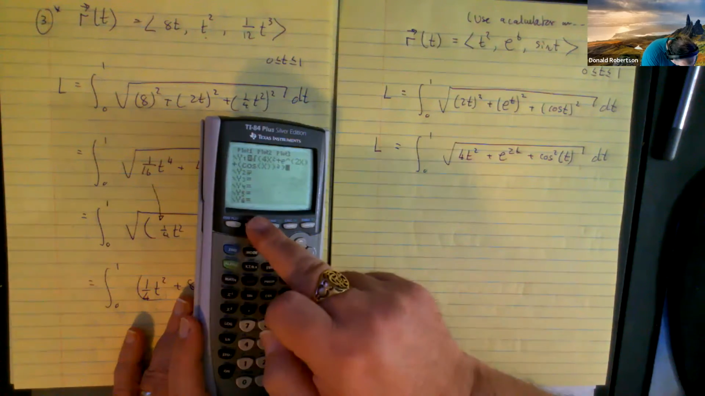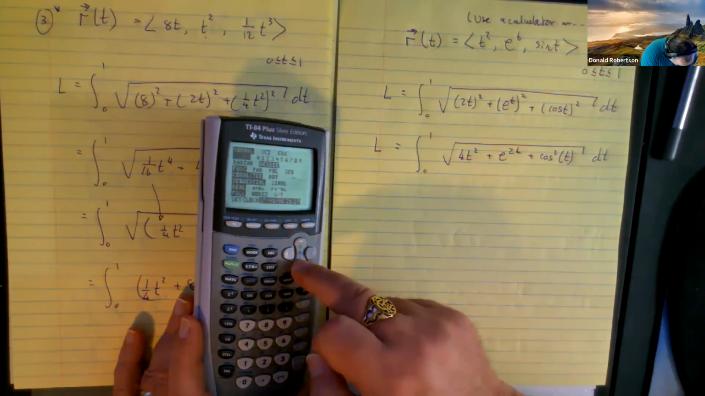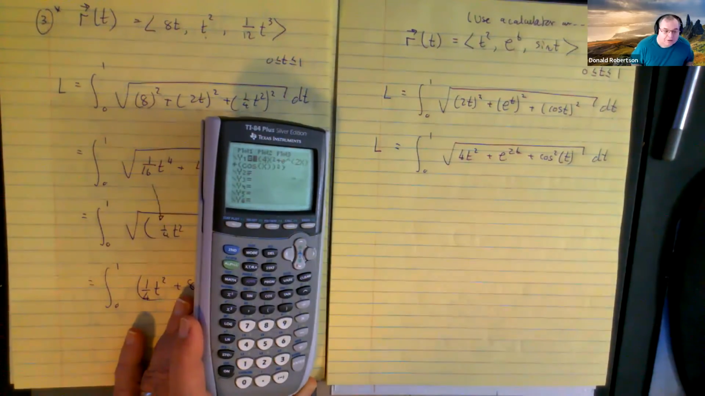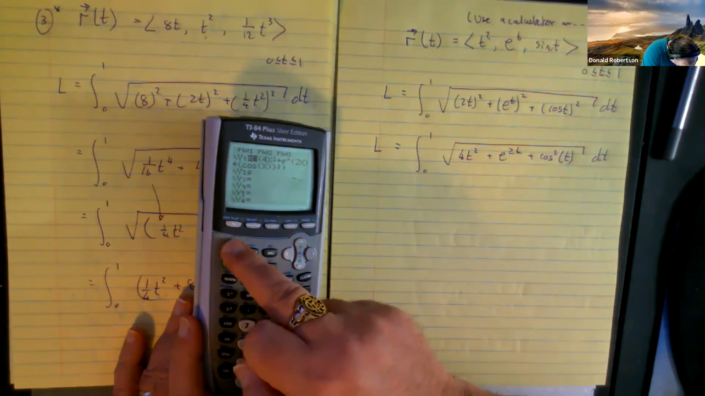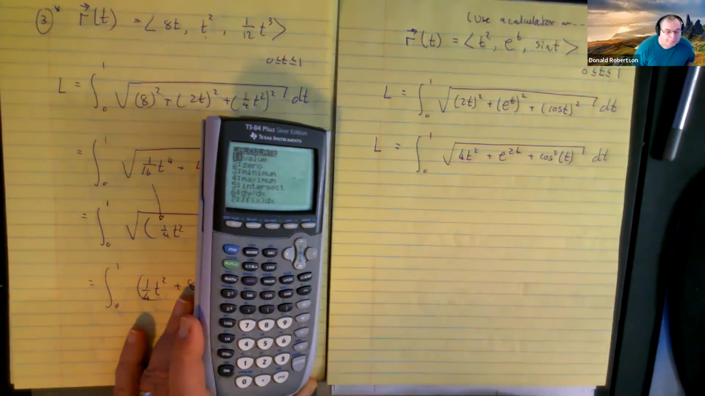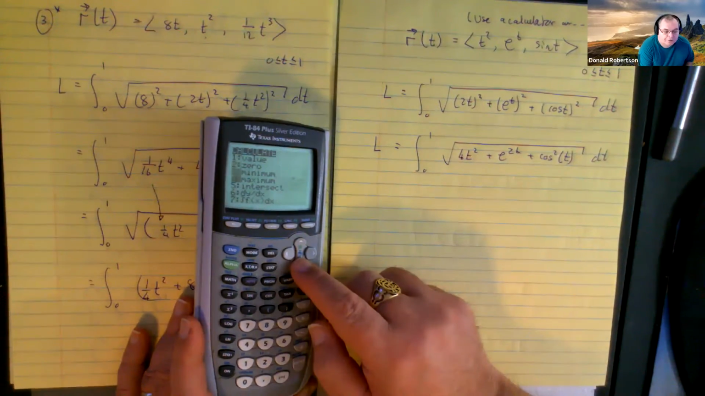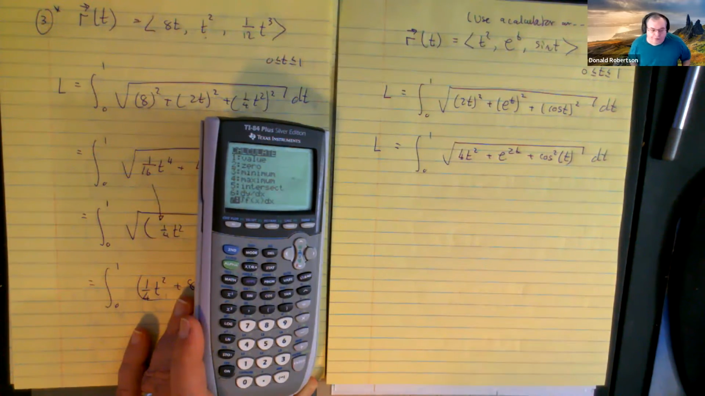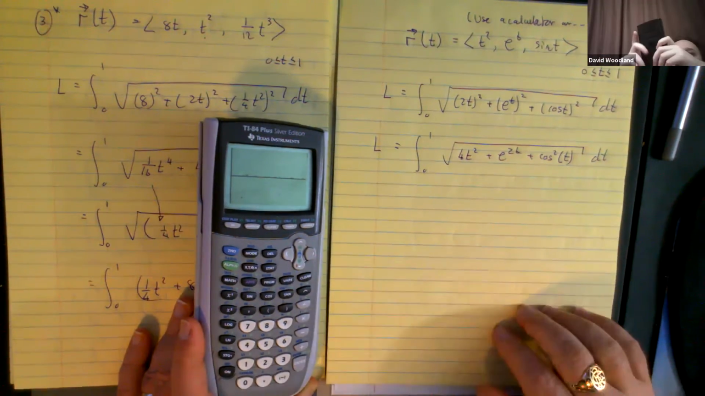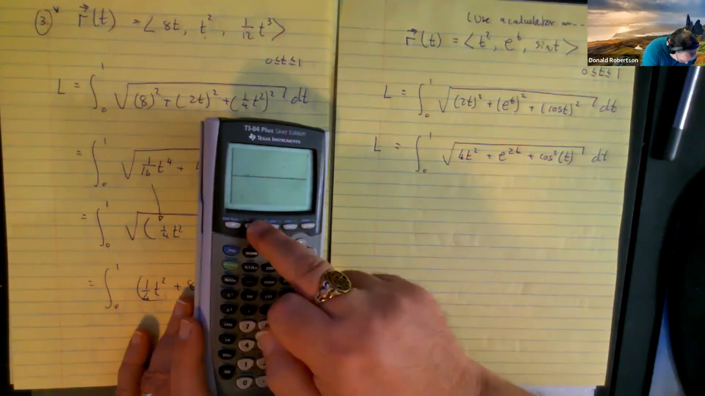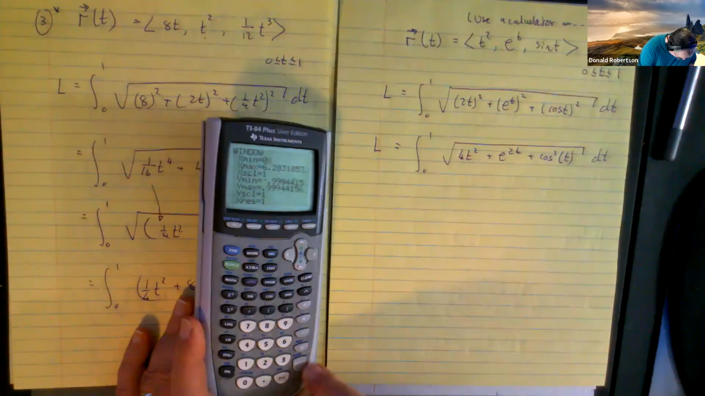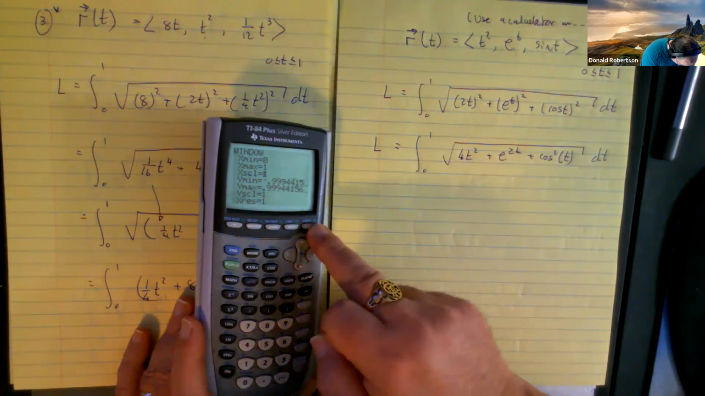I'll make sure that I'm in radians, which I'm glad I checked, because for calculus, things should be radians. And then you go and you do second calculate. And right down at the bottom, do you see the one that looks like a little integral symbol, number 7? You hit enter. And I forgot something, which I hope I haven't killed it. I forgot to put in my window, so it's from 0 to 1. Now I should be able to do it.